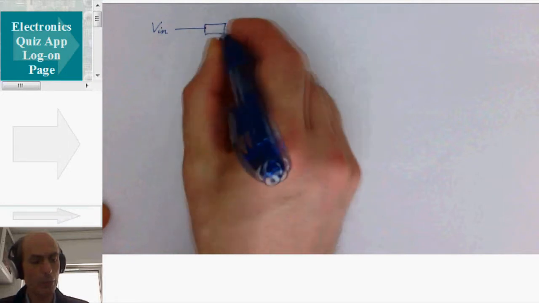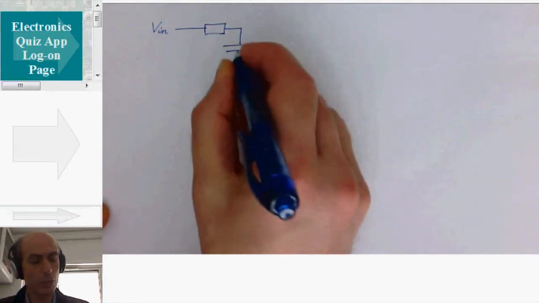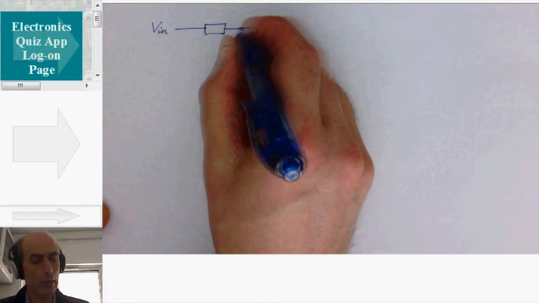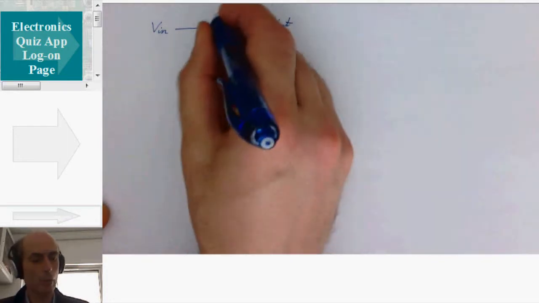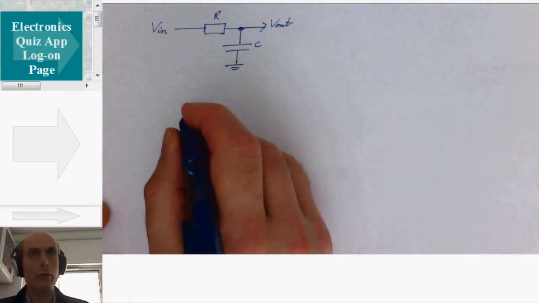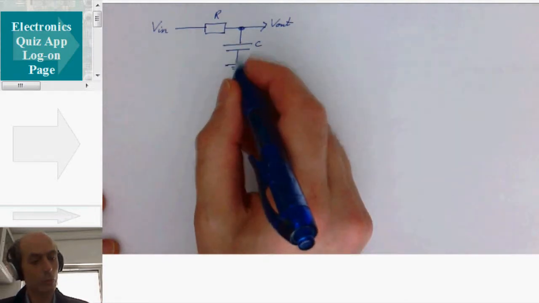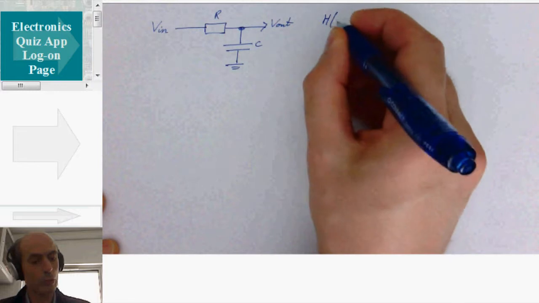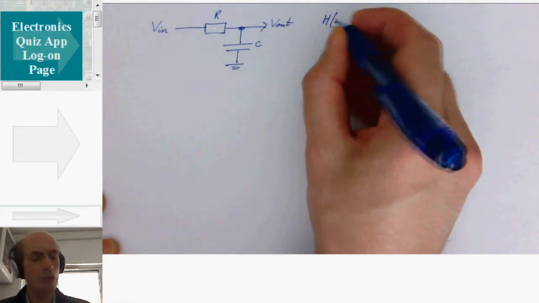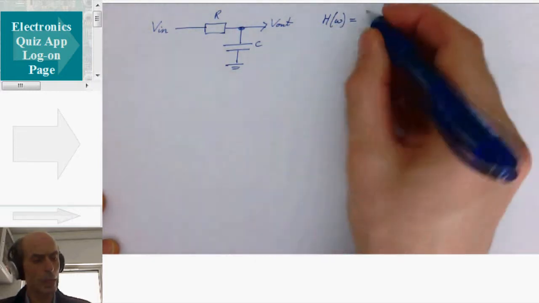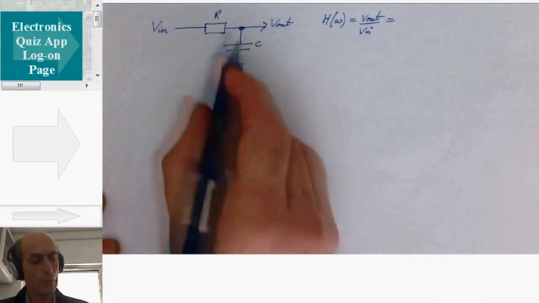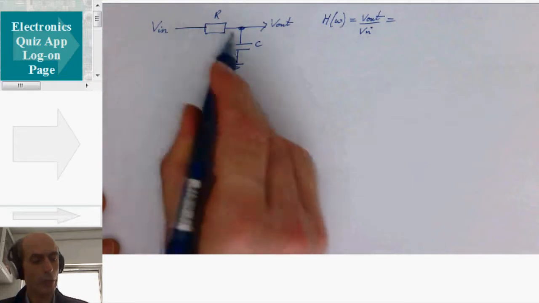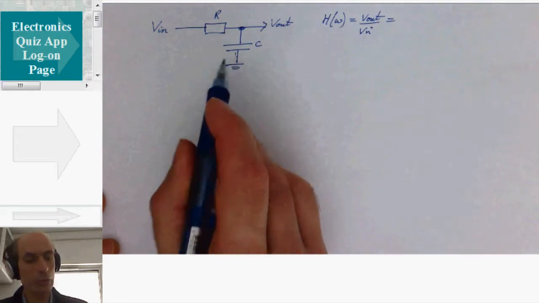Probably the simplest circuit is this one. It's just a resistor and a capacitor. I'll call them R and C. Now the frequency response of this, usually called H omega or H(j omega), doesn't really matter, is V out over V in, and this is just a potential divider, so the standard potential divider formula can be used.